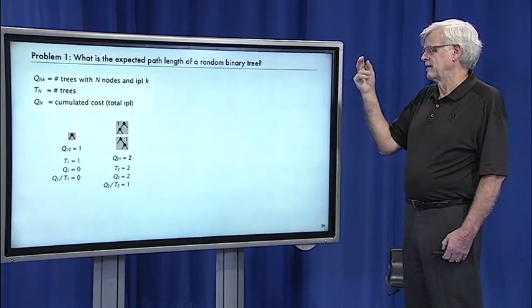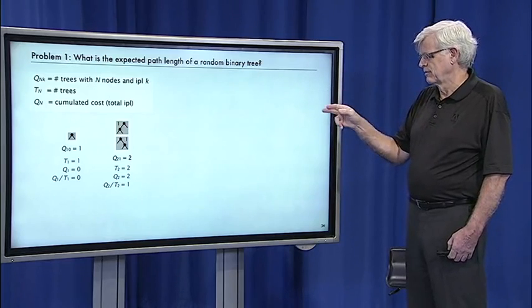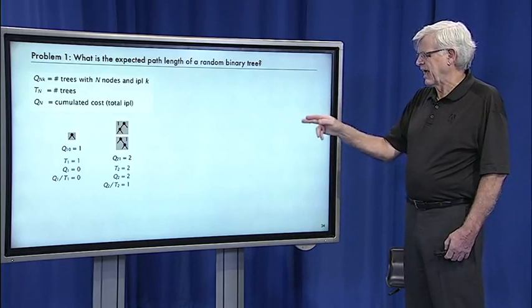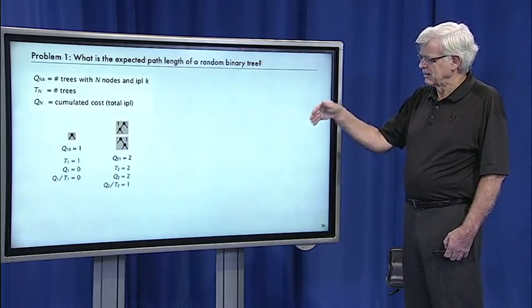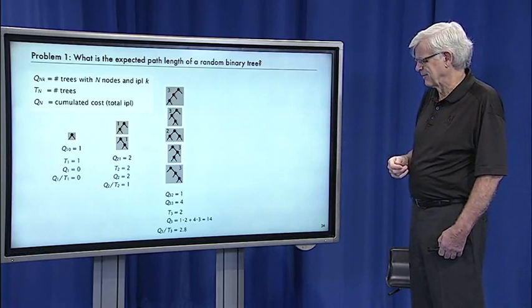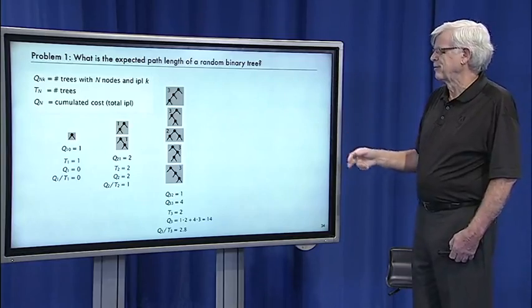So this is for n equals 2. In this case, both of the trees with 2 nodes have internal path length 1. So the total accumulated internal path length is 1, and the average internal path length is 1. It's still not so interesting. Now this is a little more interesting.